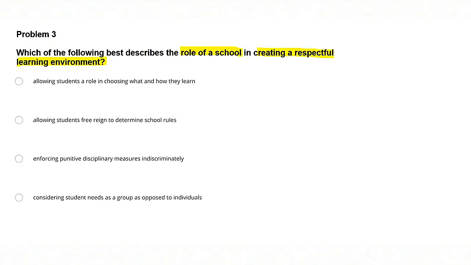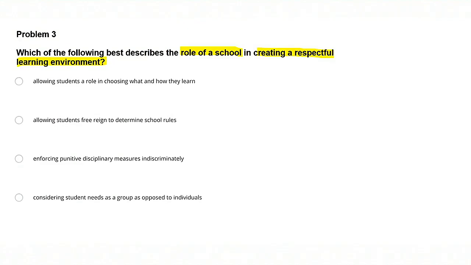So this sounds like a great choice, but we always want to read the other choices before we select an answer. Allowing students free rein to determine school rules. We don't necessarily want to give students free rein to determine school rules because that may not be the safest or smartest way in order to maintain a respectful learning environment. So this is probably not the best choice.